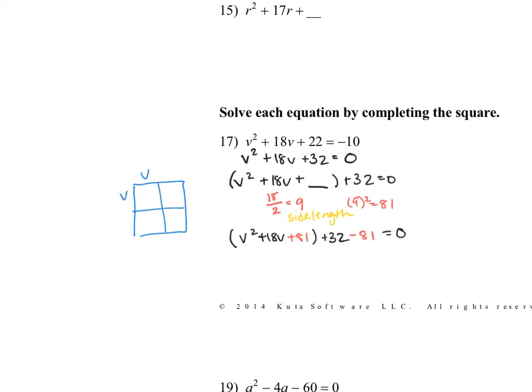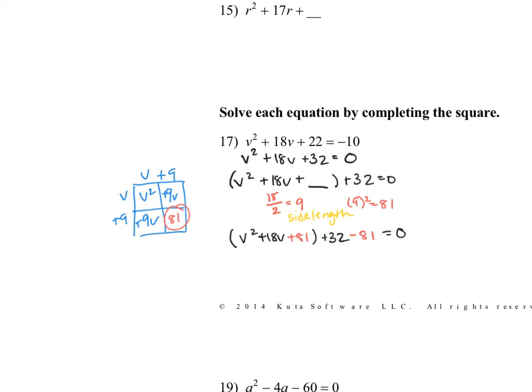So we've got v squared plus 9. So we got a positive 9v and a positive 9v. And then in here we found 81. So we're putting a positive 81 into that perfect square inside the parentheses. But again, I have to balance it out.